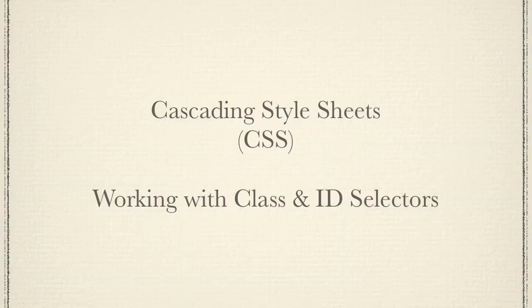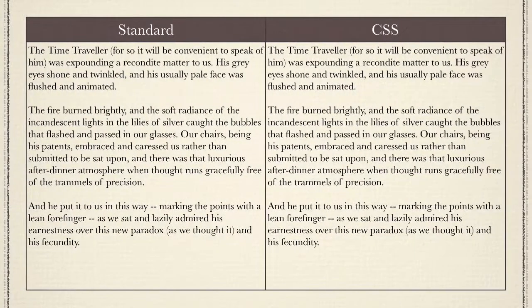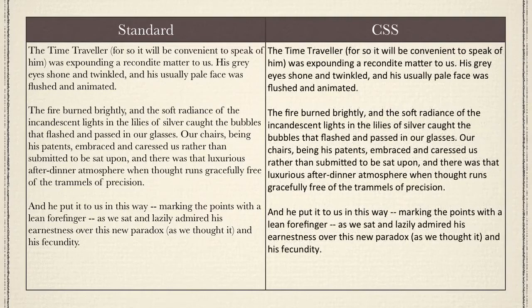Last unit we worked with CSS tag selectors. This unit we will work with class and ID selectors and also talk about how to combine the different types. If you remember from last unit, we had a paragraph that looked like this, and we talked about how we could use a tag selector and we could change the way a paragraph looks. And that works quite well and is quite easy to do. No change to the HTML code, just add some CSS.